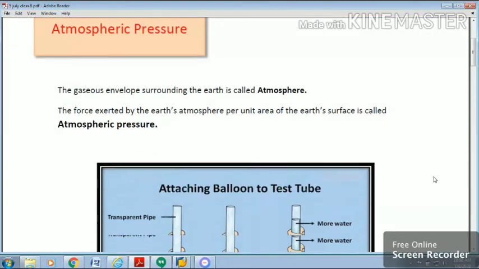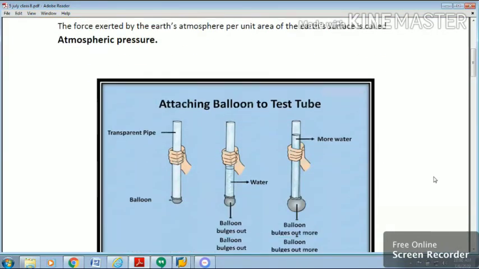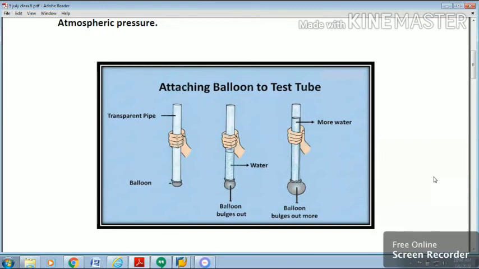Unlike solids, fluids also exert pressure. Fluids means liquids and gases. The factors on which the liquid pressure depends are the height of the liquid column and the density of the liquid. We'll demonstrate with an activity.